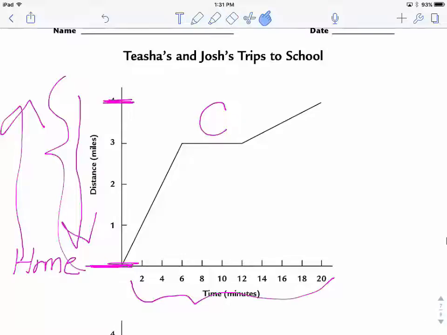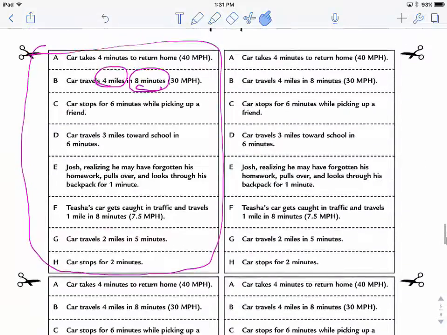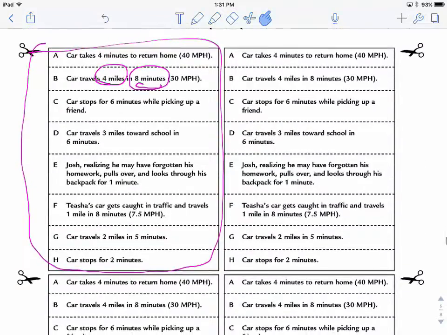All right. Next, a car travels 3 miles towards school in 6 minutes.